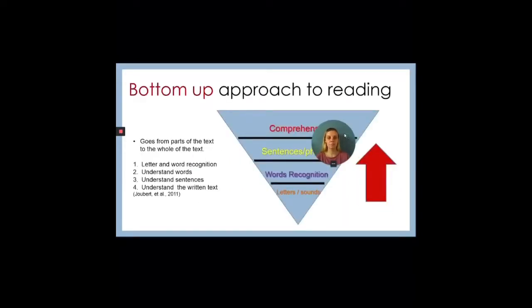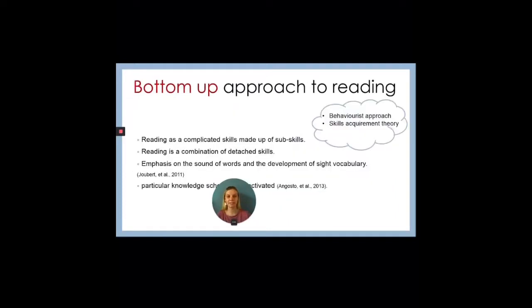The bottom-up approach to reading goes from parts of the text to the whole of the text. Therefore, it goes from letter sounds to comprehension. The steps for this approach are letter and word recognition, then only understanding the words, understand sentences, and then only at the end you'll read the actual story to the learners to make sure they understand the meaning of it.